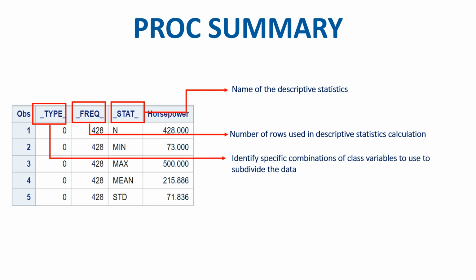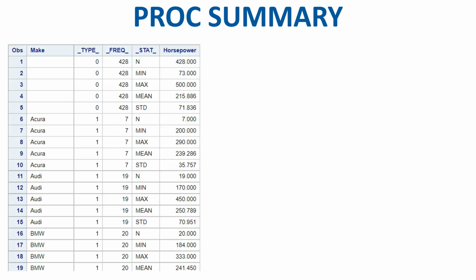Now this type statement simply identifies a specific combination of class variables to use to subdivide the data. All right, now let me give you an example. Let me try to explain frequency and type with the help of an example. Let's jump to this first.